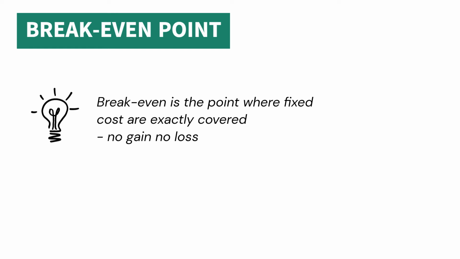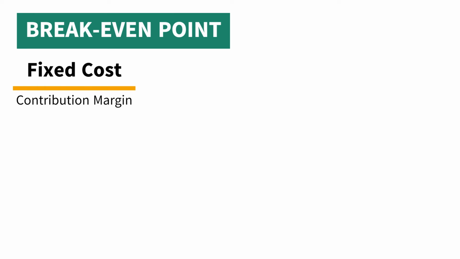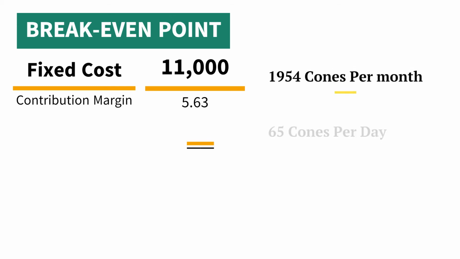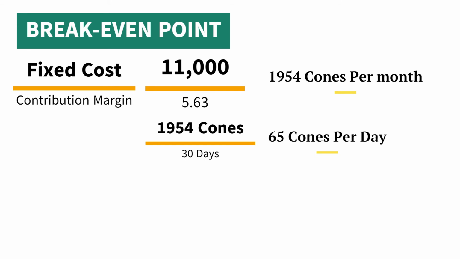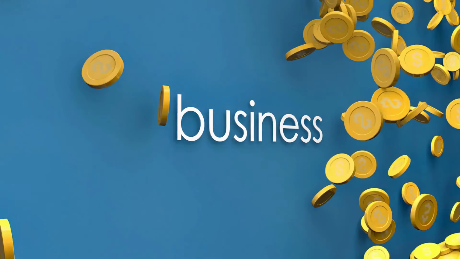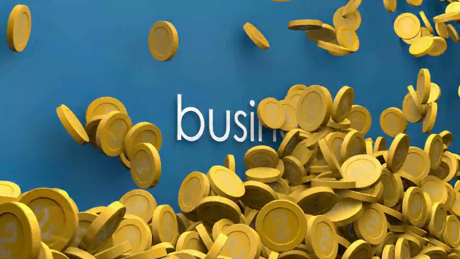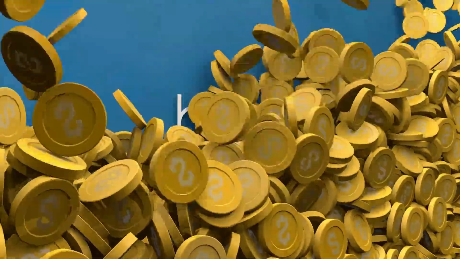Break-even point is calculated by dividing fixed cost by contribution margin. Suppose you have fixed cost $11,000 per month. And contribution margin was $5.63 per cone. So, our break-even point will come when we sell 1954 cones per month. It means you have to sell 65 cones on a daily basis and 8 cones in an hour. No business is open to make a break-even. They are open to make profits.